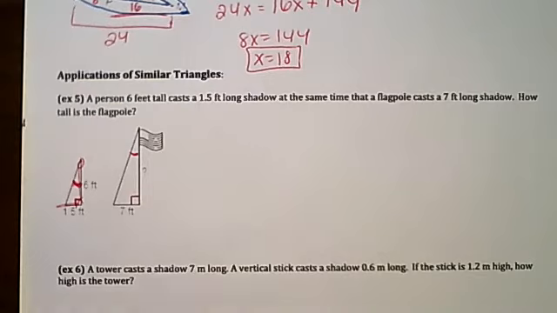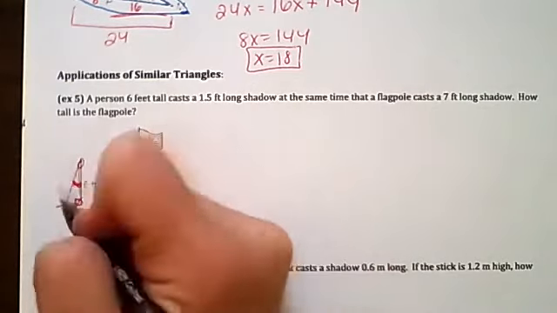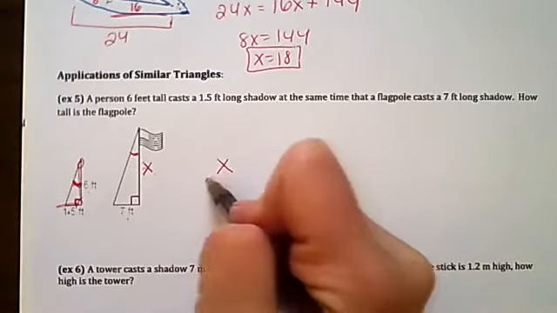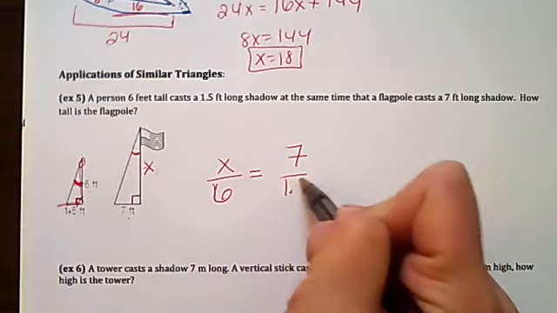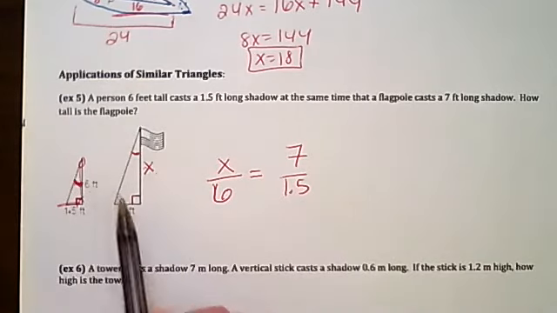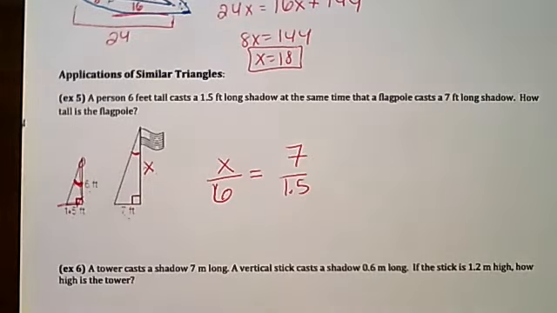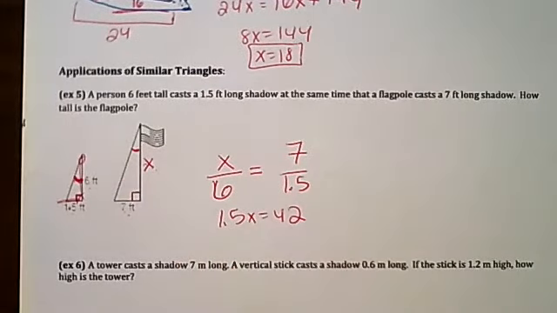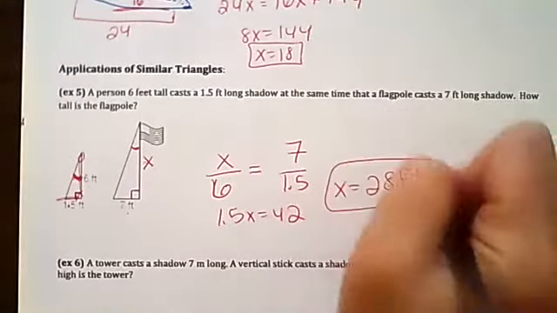And so basically we have the height of the person, the height of the flagpole, the shadow of the person, the shadow of the flagpole. This is supposed to be 1.5 feet. So as you can see, we could write a pretty simple proportion. We could do the height of the flagpole over the height of the person equals the shadow of the flagpole over the shadow of the person. So you could go height to height, shadow to shadow. You could also do height to shadow, height to shadow. It doesn't really matter. So this is going to be 1.5x equals 42. And then you would just divide. So we would conclude that the height of the flagpole is 28 feet. So they're pretty easy. I just wanted to go over them real quick.